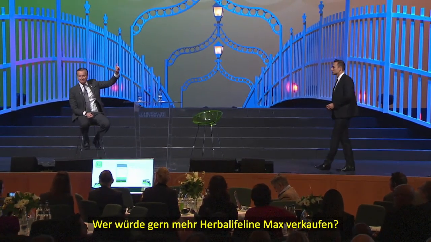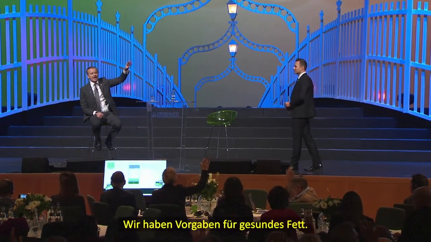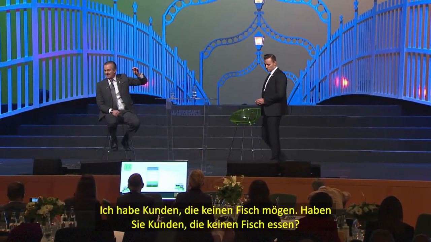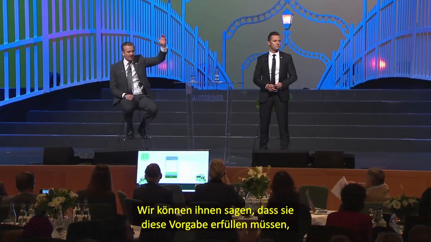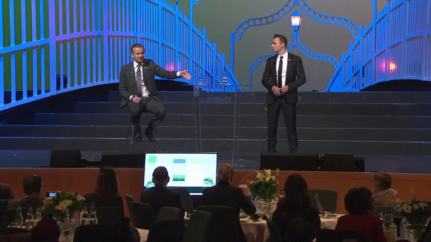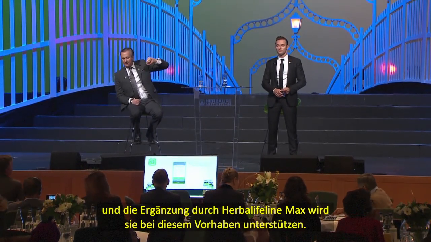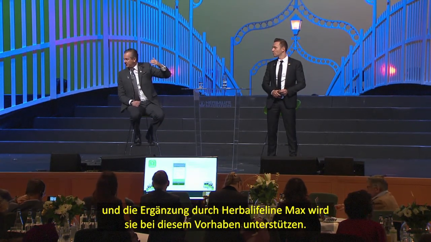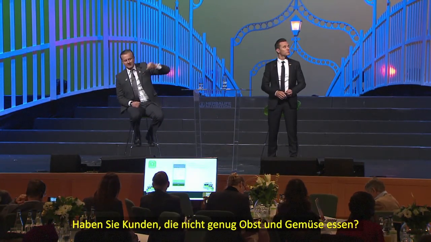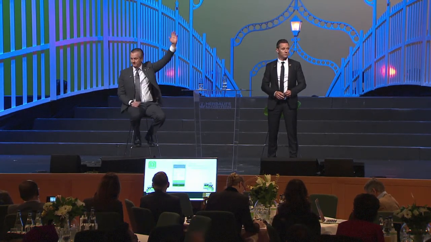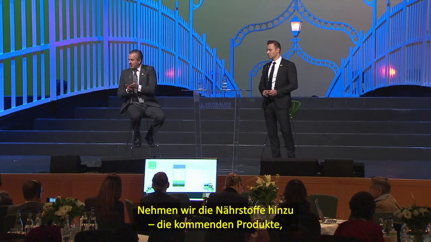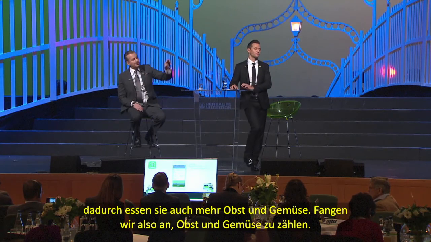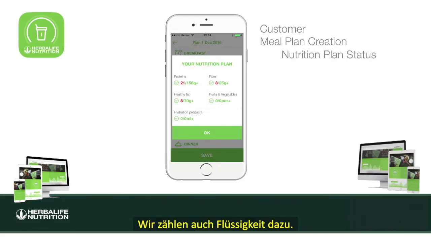Who'd like to sell more Lifeline Max? So we're going to have a healthy fat target. I know I've got customers that don't like fish. You think you have customers who don't eat fish? So we're going to be able to say, you've got to hit this target, and once they add the Lifeline Max, it will help them to achieve that specific target. Who's got customers that don't eat enough fruit and vegetables? We all do, right? Once we add the phytonutrient products that are coming, it's going to help them build up their fruit and vegetables. So we're counting fruit and vegetables. And we're also counting hydration. So they've got 5 targets to manage here.